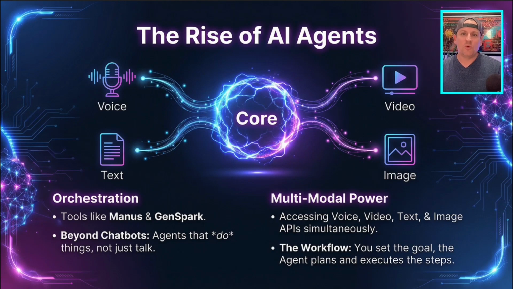Beyond building apps, we are seeing the rise of AI agents, autonomous systems that can execute complex multiple step tasks. Tools like Manus and GenSpark are not just chatbots, they are orchestrators. They can access multiple LLMs, browse the web, generate images, and even write and run code to solve a problem. You can give them a goal, plan a vacation, book the flights, and they coordinate the necessary APIs to make it happen. This is the future of work, managing a team of AI agents that handle the execution while you provide the strategy. Now, let's turn to the serious responsibility that comes with this power.